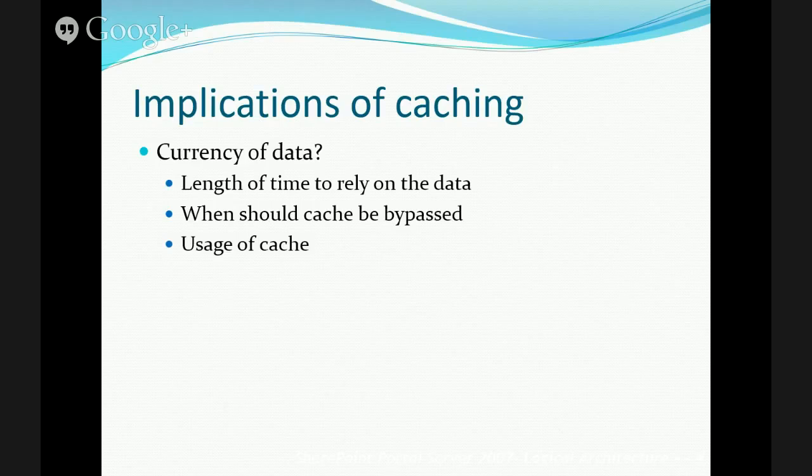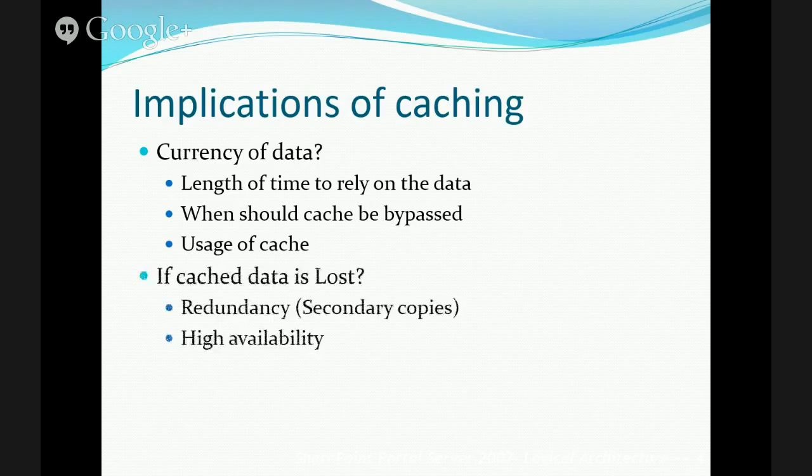I may require to bypass the cache and directly use the authoritative source. So that could also be done. Then when should I be using the cache? So these are some of the things that we look at when we talk about currency of data.